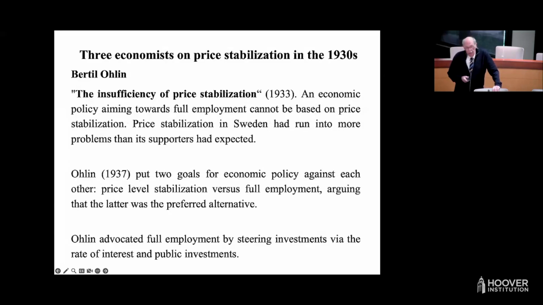The young Bertil Ohlin published an article in 1933, the insufficiency of price stabilization. It's not sufficient to stabilize prices, we have to stabilize employment. And in 1937, he compared price stability to full employment as two goals for economic policy, and he advocated full employment by steering investments via the rate of interest and public investments. And his view became actually the view of Swedish economists in the post-World War II period.